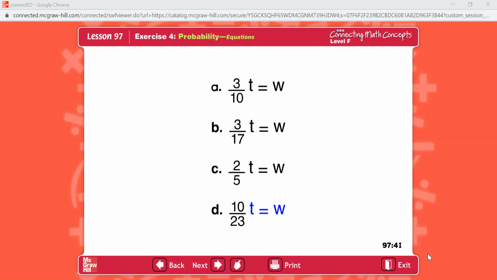Lesson 97, Part 2. Please find Part 2 in your textbook. Pause the video if you need to get there. You will use the measurement facts to work the problems.